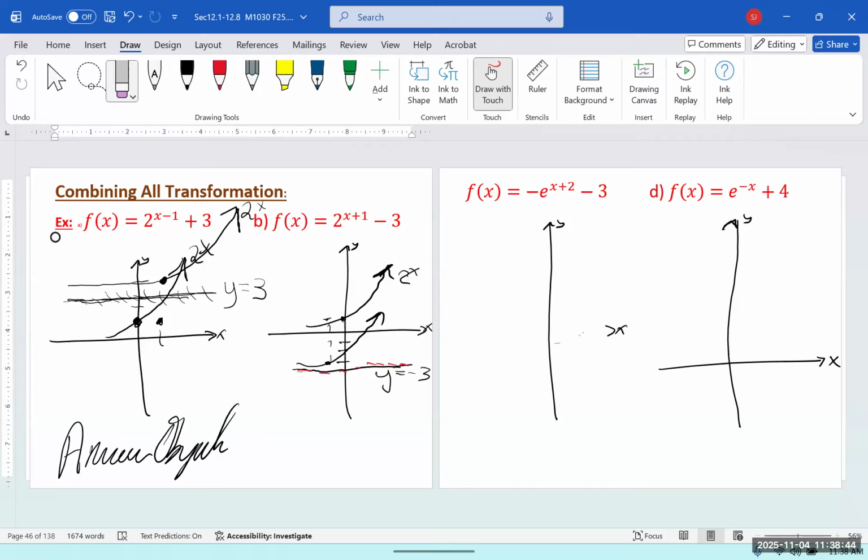Hold up. Okay, wait. I gotta go back now. Now you're choosing your answer. Actually, I don't know. Can you walk me through it? Sure, walk me through it. Start with the original graph.